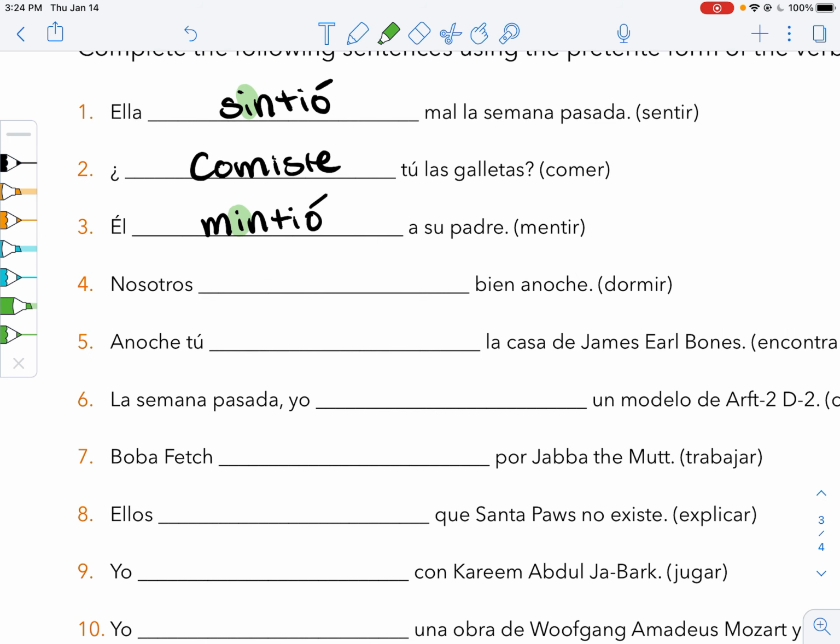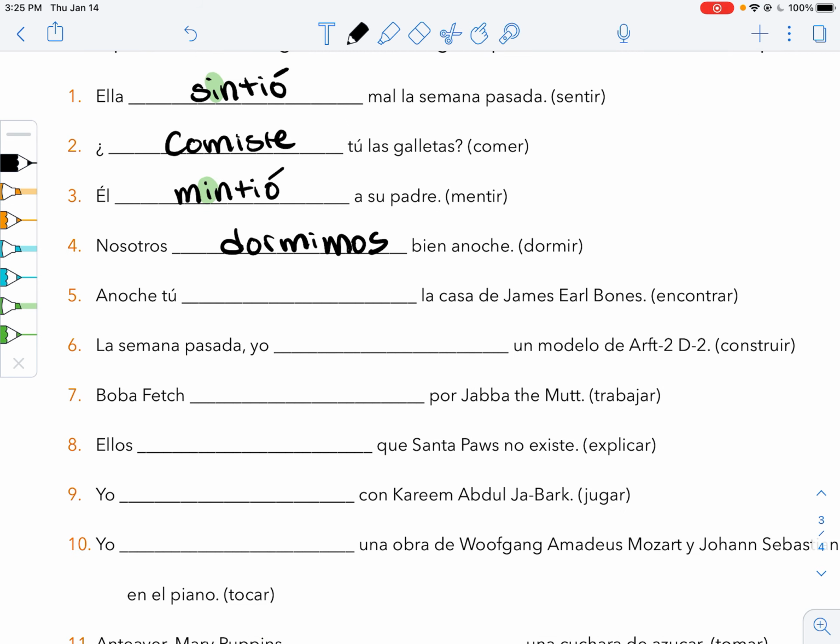A nosotros, dormimos. It is a stem changer, but it's not in the el or ellos, so we leave it alone. Encontrar is also a stem changer, but it's an AR stem changer, so we don't change it, giving us encontraste. That's an A. La semana pasada yo construí un modelo. Construir is a UIR verb, but it's yo, so it's completely normal. The only change is in the el or ellos forms. Construí. There we go. Okay.